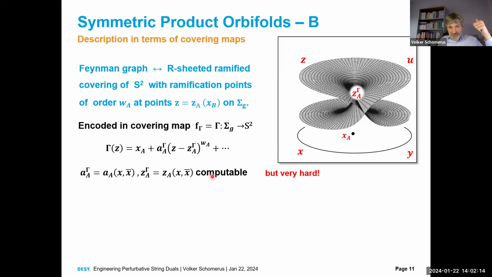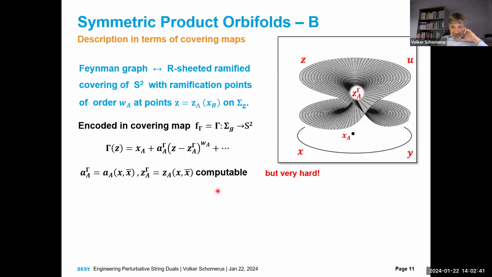So you give yourself the data that is there in your initial CFT, the cycle lengths of these operators and the insertion points on the worldsheet of these operators, and then you can compute these data. This is computable, but it very easily gets very hard to compute, even for relatively small correlation functions.